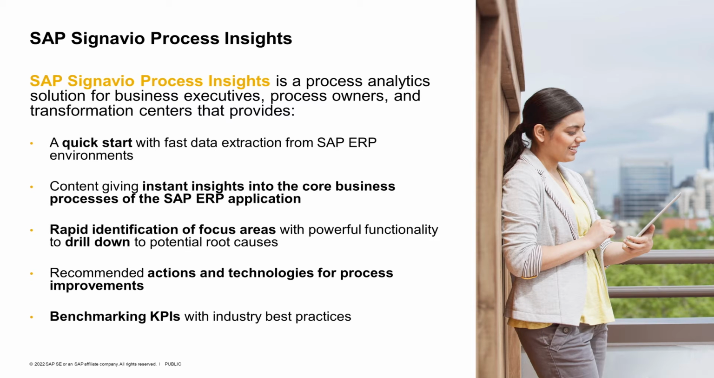This allows you to rapidly identify the key focus areas in your lines of business, such as, for example, the purchase requisition process or the purchase order processes within the purchasing department. It also allows you to drill down into potential root causes that are causing inefficiencies within the process itself. Finally, it also provides benchmarking and recommended actions that you can take to improve your processes.